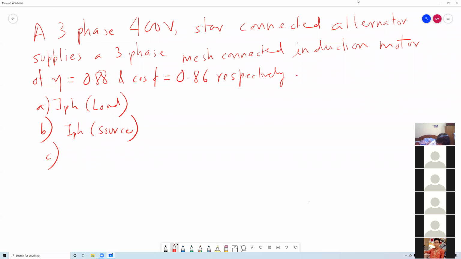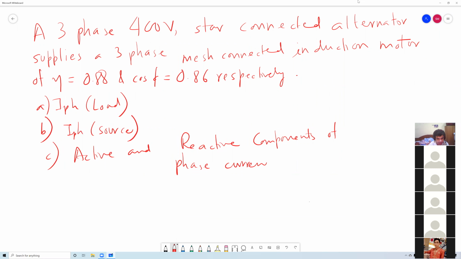C is active and reactive components of phase current. Okay. D is for load, and thus D is exactly same but for source.